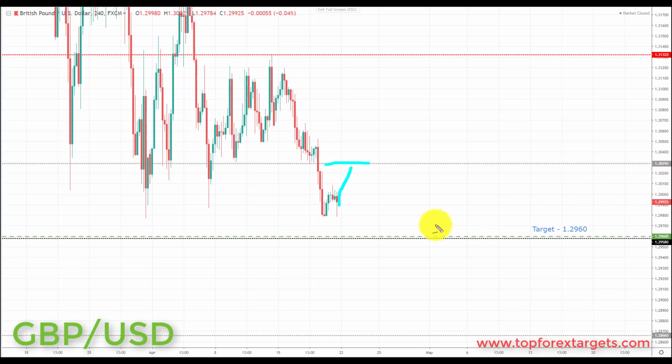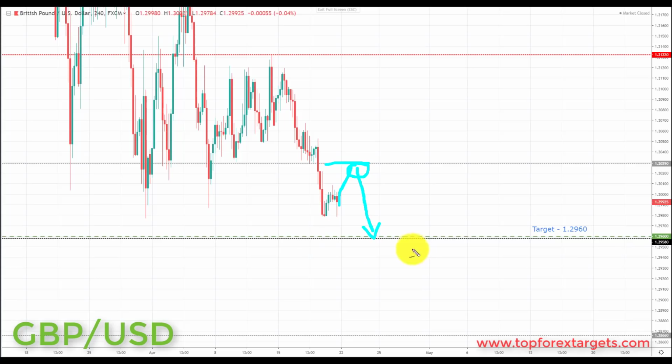the 1.30290, this is going to be a great place to start to look for bearish formations and patterns. And if we get the right kind of bearish formations and patterns in this pair, we're going to be looking at initiating shorts down towards the next key of support to the downside and the target set at the 1.2960.